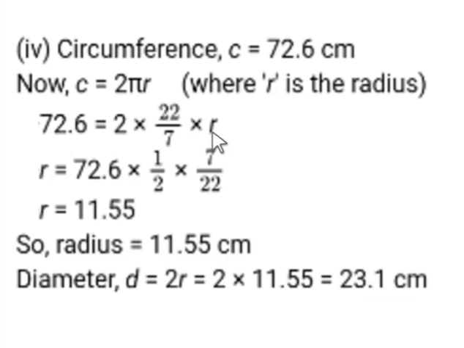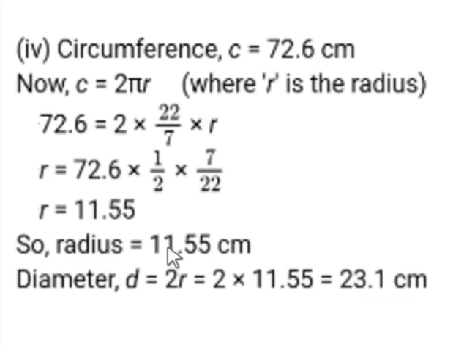Now you have to find the value of radius. So we will shift these numbers 2 and 22 upon 7 on the other side. So here this 2 will become 1 upon 2 and 22 upon 7 will become 7 upon 22. After shifting these two numbers on the other side, interchange the sides as you have to find the value of radius. Now on cancellation or dividing 72.6 by 2 and 22 and multiplying by 7, you will get 11.55.